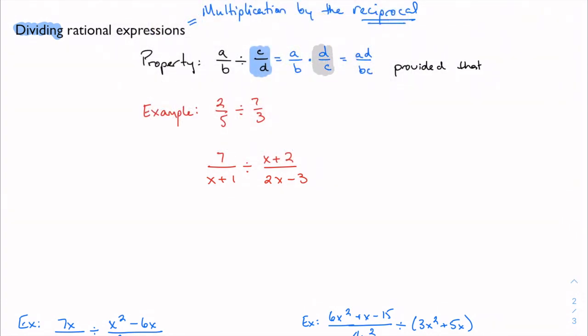So these are reciprocals of each other. Right? Spelling is not my thing. Reciprocal. These are reciprocals of each other. I've just flipped it over.